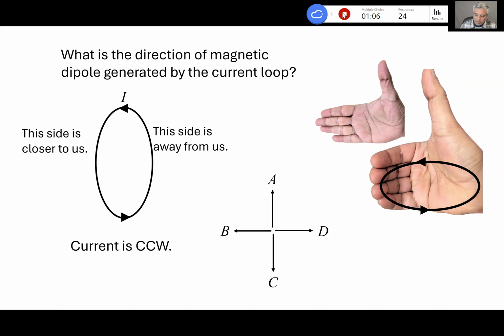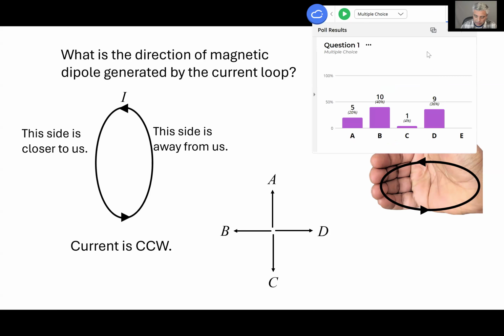So the picture you see here is a method of using right hand rule to find current in a loop. Five more seconds. Five, four, three, two, one, and it stops. Okay, let's see what we got here. So we got B and D, and there are some A as well, one C.